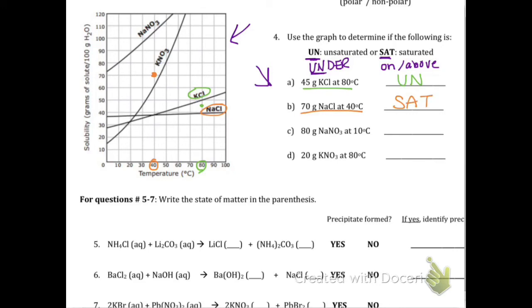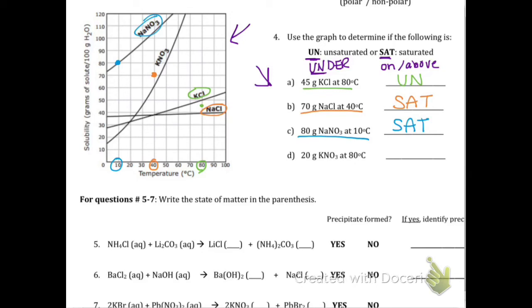Okay, next. 80 grams of NaNO3 at 10 degrees Celsius. So you're going to find 10 degrees Celsius, and you're going to go up to 80 grams, which is here. And it's talking about NaNO3 here, which is right on the line. So on the line means it is saturated.